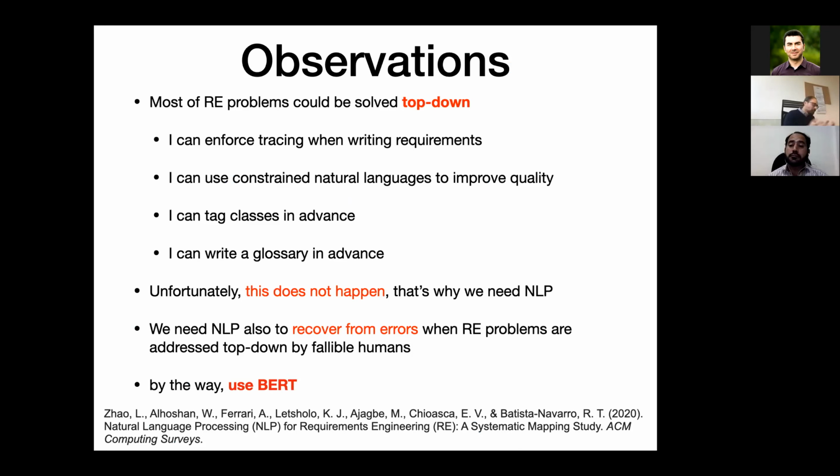Okay. Some observations to wrap up this initial part of my presentation. So most of the RE problems that I presented to you very quickly could be solved top down, because I could enforce tracing when writing requirements. Okay, I can do it manually. I can also use constrained natural languages to improve quality. Why should I detect ambiguity if I can constrain the language so that ambiguity is not there? I can also tag classes in advance, so I don't need to do automatic classification. I can write a glossary in advance, like it is recommended practice.